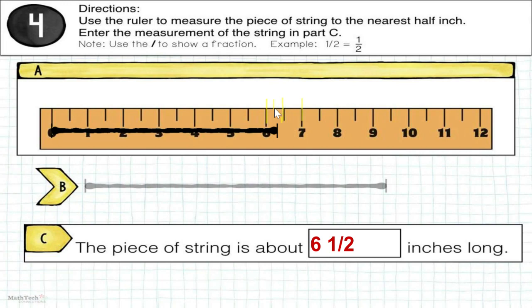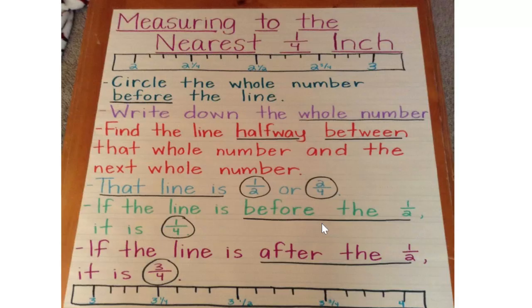and it's going to be right about here. Now that is what is known as a quarter inch. So if it's at the quarter or more, we go up. If it had been less, we would have gone back. So you're going to see it's right past there. So I'm going to go to the 6.5 inch as my measurement to the nearest half inch.